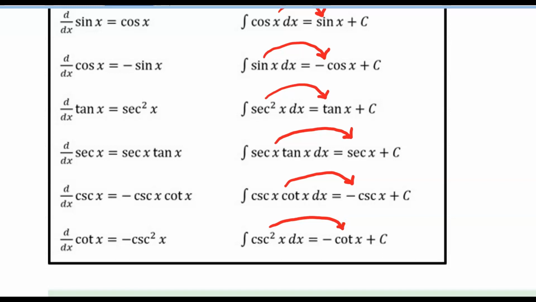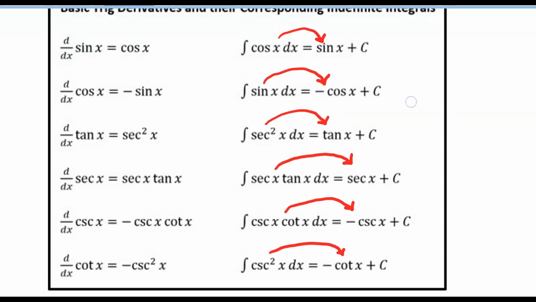So it should make sense because look at the derivative rules. Remember that an integral is exactly that, an antiderivative. So we're working backwards. All right, so that's what's going on here.